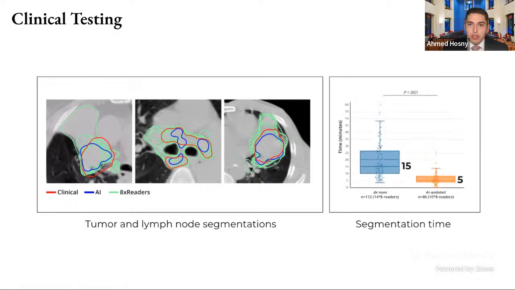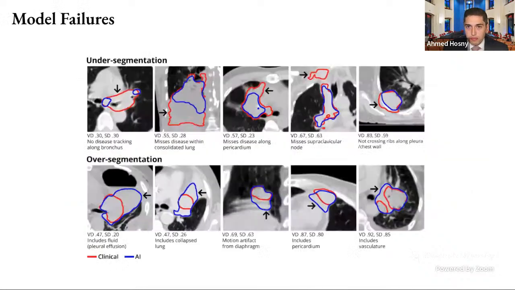In this experiment, we also measure the time needed to complete the segmentation task by the doctors. So on the graph in blue, you'll see the average time to perform this task from scratch is around 15 minutes. And in orange, when the doctors are given an automated segmentation to start from, this time drops down to around 5 minutes. This tells us that we really need end user testing in order to evaluate model performance.